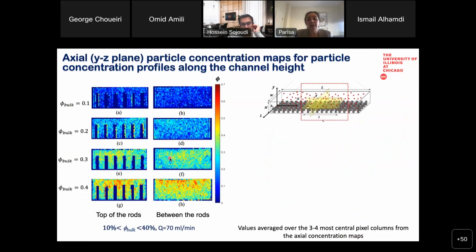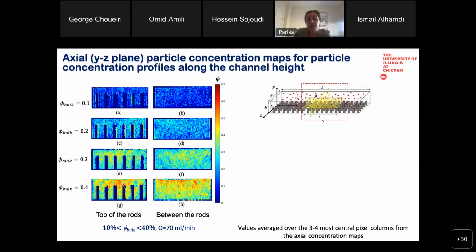We then also analyzed what is going to happen on top of the rods and in between the rods by analyzing, again, the concentration profile. And here it shows a concentration profile that is occurring inside the system. For 30% there is a uniform velocity profile on top of the rods, and in between the rods, however, by adding more particles, the particles migrate to the middle of the channel.